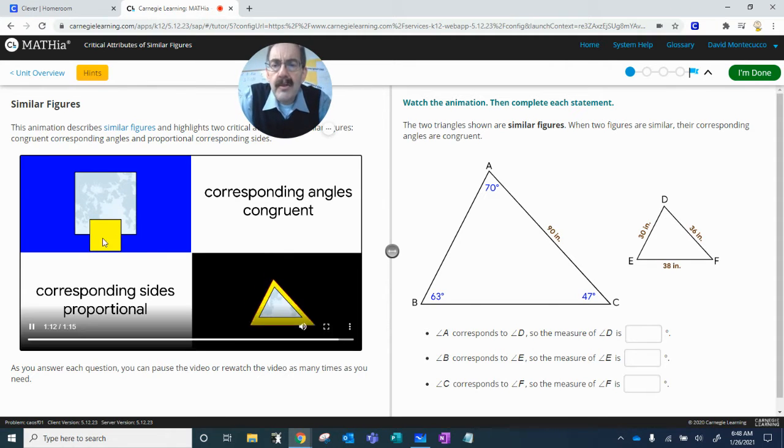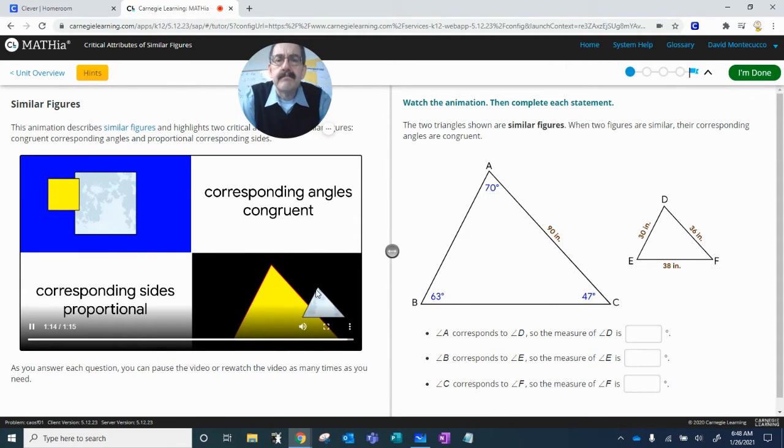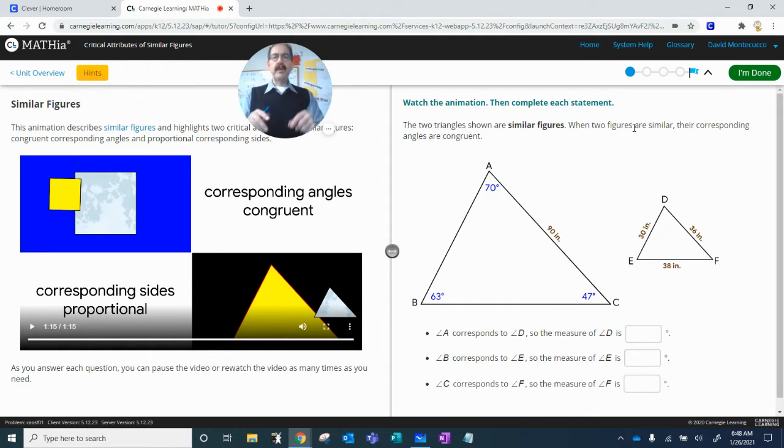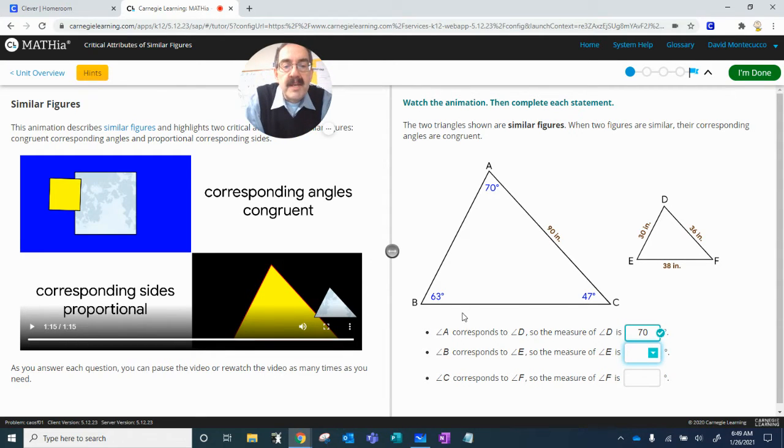Okay, so now that we remember the CPCTC, let's go to similar figures. Now remember when we did the angle, we couldn't say CPCTC, but the angles all stayed the same. So angle A corresponds to angle D, the measure 70. Okay, and BE 63.